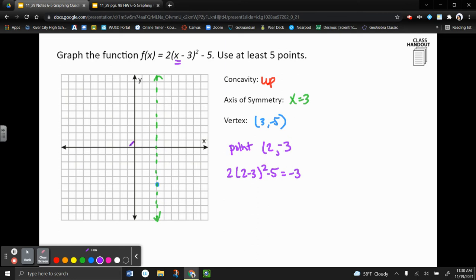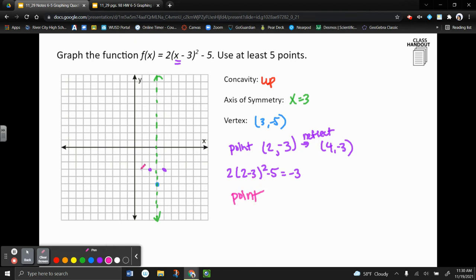So let's plot that and make sure it looks right. 1, 2, 3. Yeah, that definitely looks right because we know our graph is concave up, but we can get our symmetric point. So we're going to reflect it. And its symmetric point is going to be right here, and the coordinates of that point is 4, negative 3. Okay, and then we're just going to need one more point.